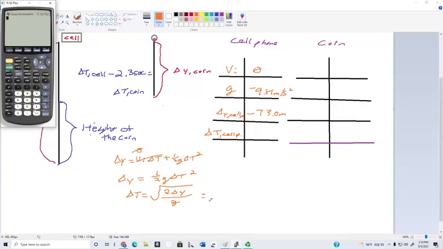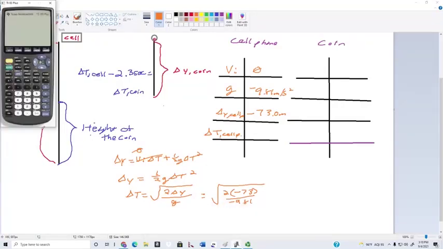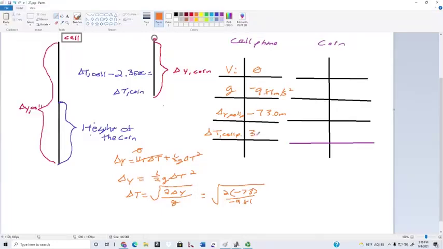That's the square root of 2 times negative 73, divided by negative 9.81. Of course, we're taking the square root of that. That gives 3.8578. I'll keep four digits since these are intermediate steps. Which really, I didn't need, because now that I'm thinking about it, all I'm doing is subtracting 2 digits from it. But that's okay.